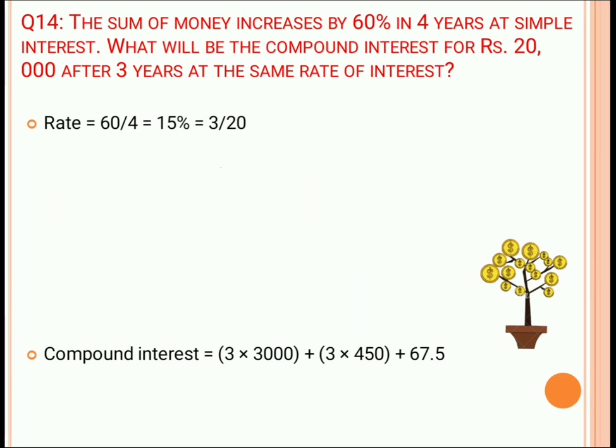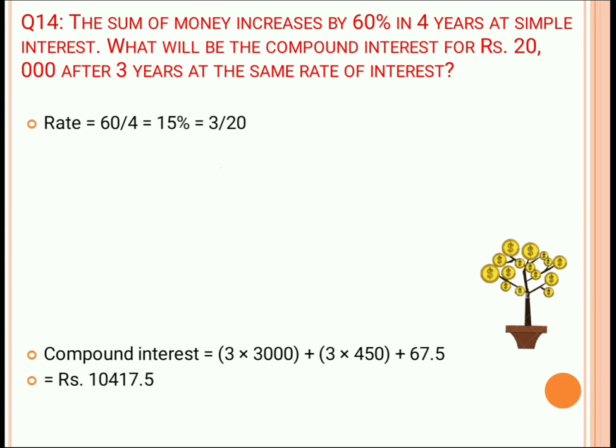So the total interest which you will get is nothing but 3,000 3 times plus 450 3 times plus 67.5 rupees. So the total compound interest is equal to 3 into 3,000 plus 3 into 450 plus 67.5, and that is equal to 10,417.5 rupees. So this is how, with the help of the shortcut method, we have found out compound interest.